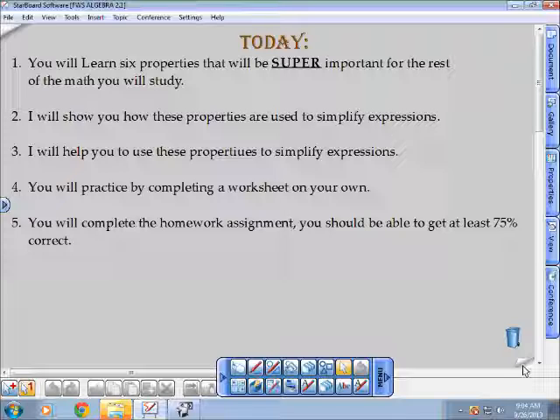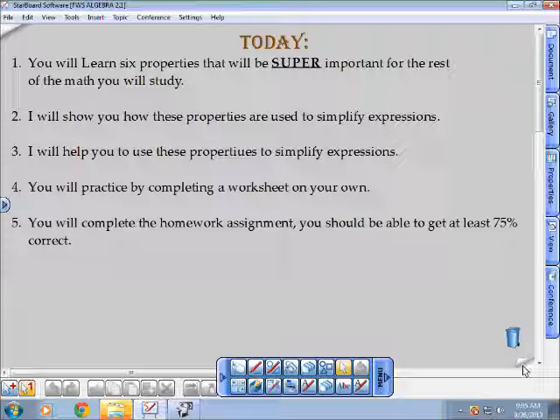That way, by the time you get to 10th and 11th grade and all that, you won't get those confused, because we still have some confusion with the older students. And then I'm going to show you how to use those properties as we go through them. I'm going to help you to use these properties, and we'll do it together so you can simplify some expressions, which is what the beginning of this chapter is.